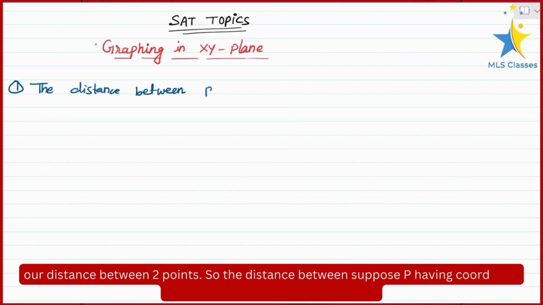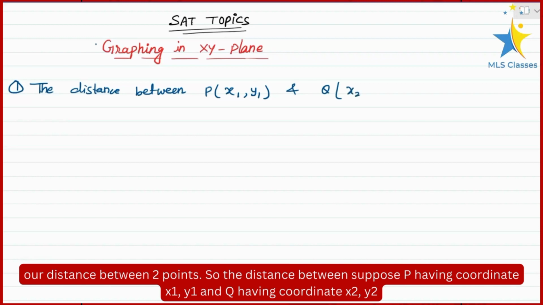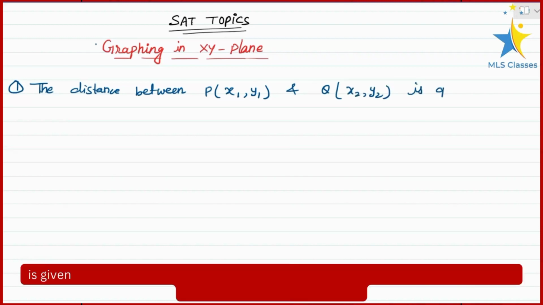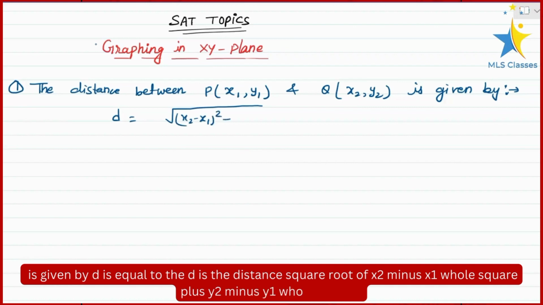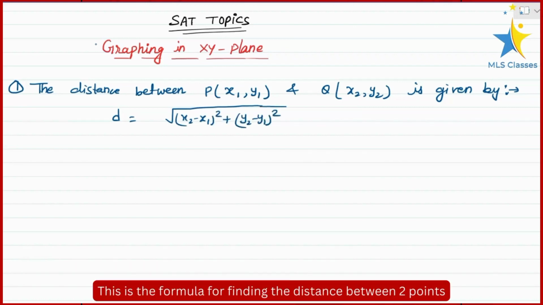distance between P having coordinates x1, y1 and Q having coordinates x2, y2, which is given by D equal to the square root of (x2 minus x1) whole squared plus (y2 minus y1) whole squared. This is the formula for finding the distance between 2 points.